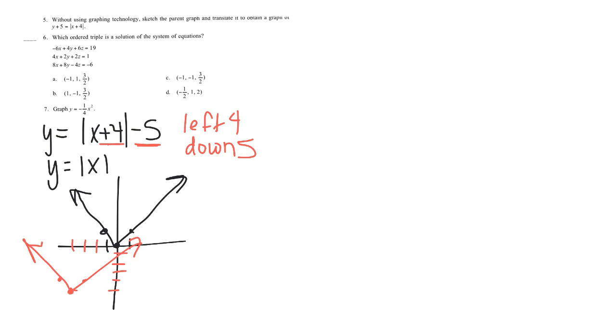Number 6. Which ordered triple is a solution to the system of equations? We have negative 6x. Sorry, let me go to a black pen.